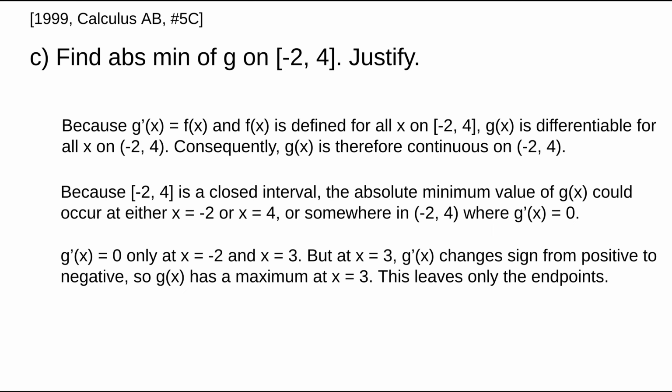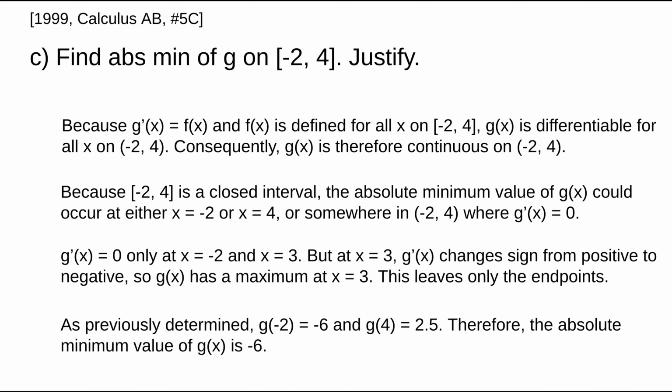All right, this leaves only the endpoints as possible locations for absolute minimum values of g on the closed interval from negative 2 to 4, so all we need to do now is check the endpoints. As previously determined in part A of this question, g of negative 2 is negative 6 and g of 4 is 2.5. Therefore, we can conclude that the absolute minimum value of g of x on the interval from negative 2 to 4 is in fact negative 6.